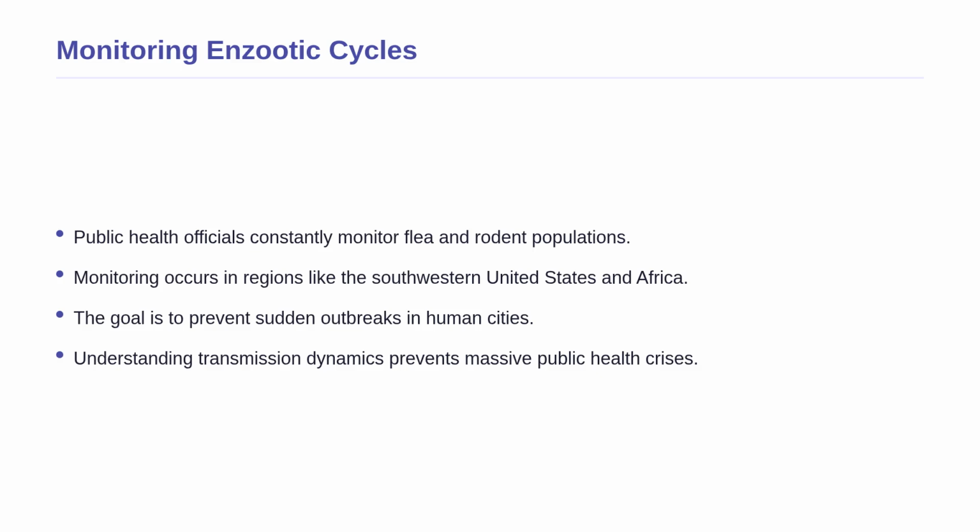Because these historical threats still exist, let us discuss how we manage them today. The continuous circulation of a disease in wild animal populations is known as an enzootic cycle. Today, public health officials and epidemiologists constantly monitor flea and rodent populations in places like the southwestern United States and parts of Africa. They do this to prevent sudden outbreaks from spilling over into human cities. If we did not understand the transmission dynamics of these vectors, a small, localized outbreak could easily spiral into a massive public health crisis before we even realized what was happening.